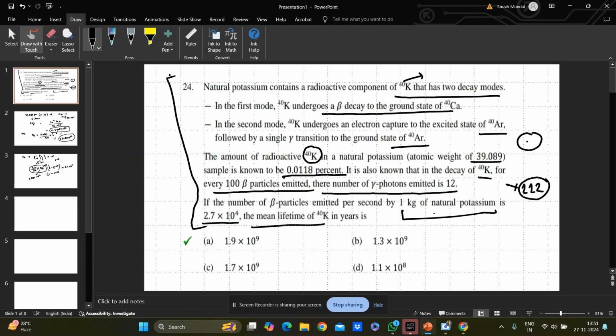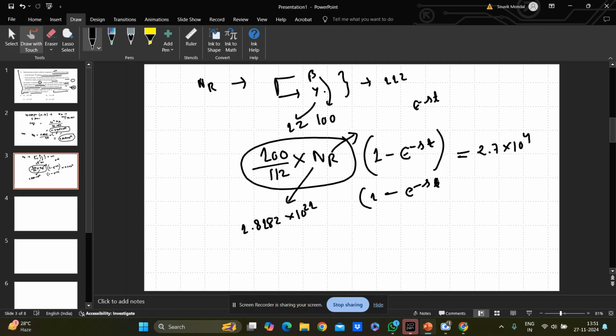Now this also is given: it is 1 second, the number of beta particles emitted per second. So you have to put simply t is equal to 1. So 1 minus e to the power minus lambda t is equal to, just put these things on the right side. But let me give you some insight: this is a very large quantity, of order 10^21. So if you divide by NR, then the right hand side quantity is extremely small.